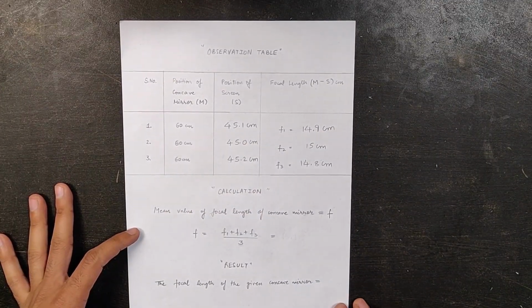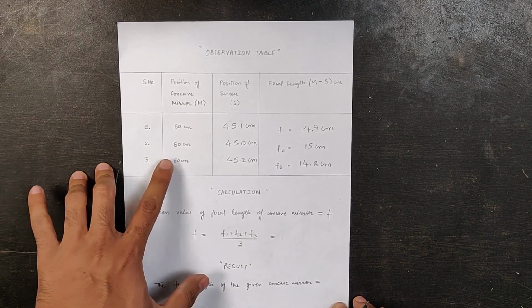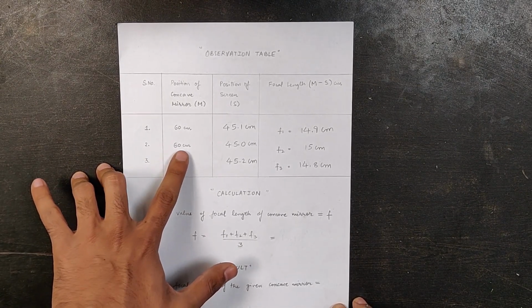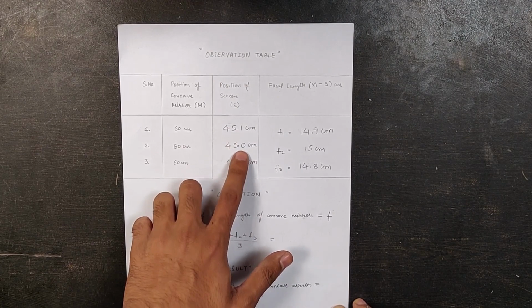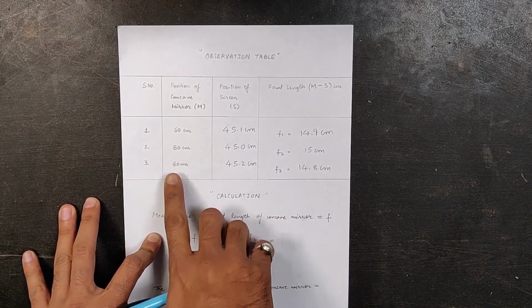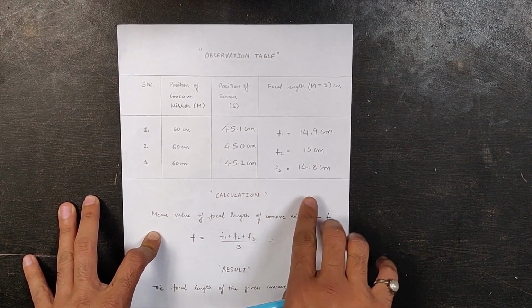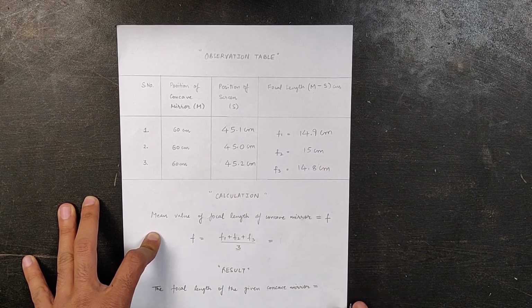For the next two observations, we'll keep the position of the concave mirror at 60 cm, and for that I am getting the position of the screen as 45 cm. By this I'll get a focal length of 15 cm. In another reading I am getting the position of the screen as 45.2 cm and the focal length as 14.8 cm.